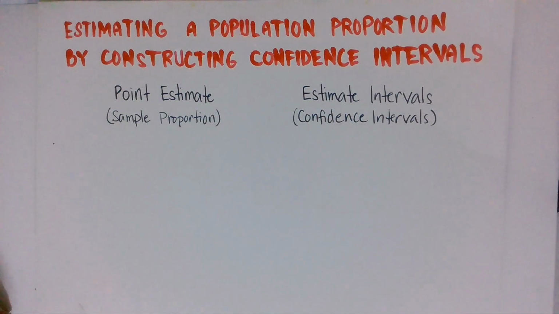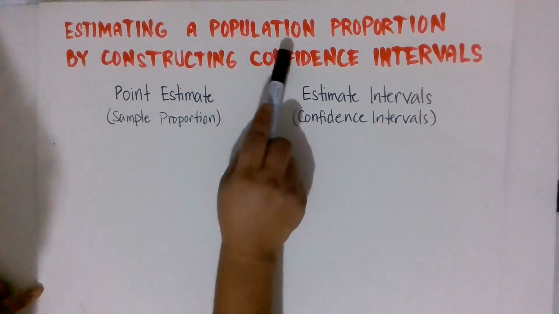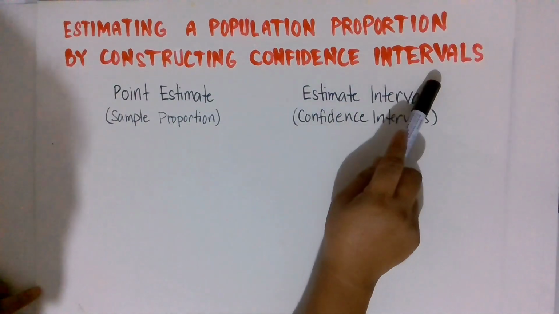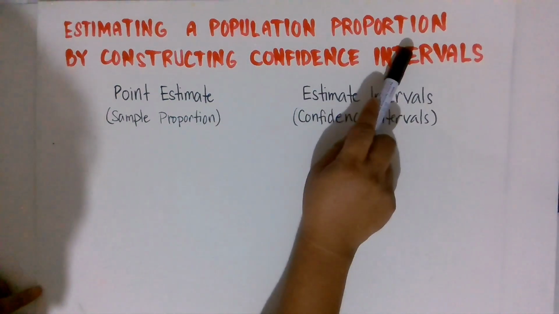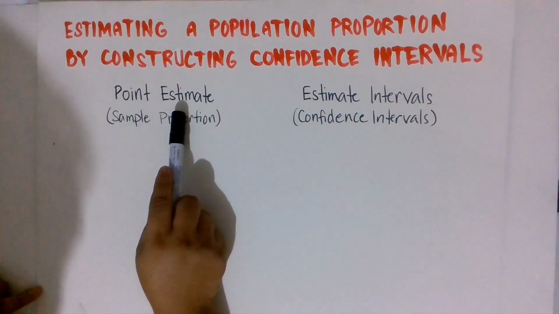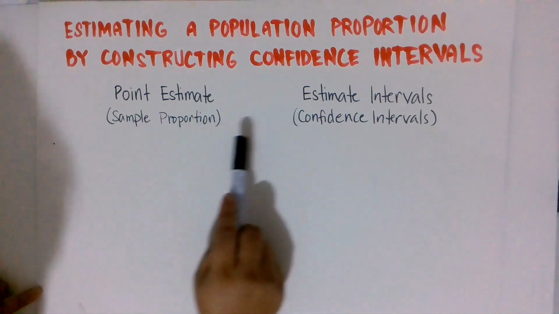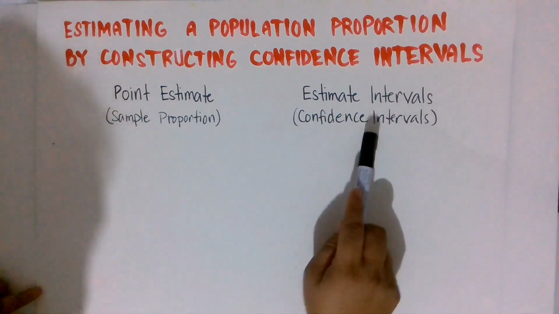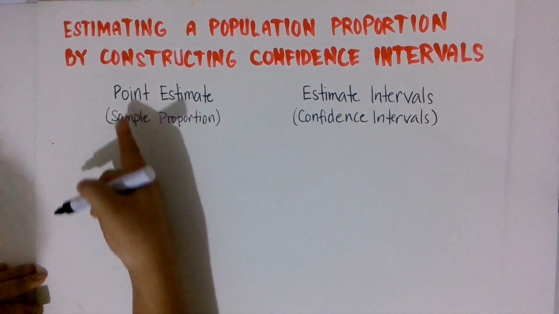Okay, so our topic for today is about estimating a population proportion by constructing confidence intervals. Yang estimating a population proportion, that is our point estimate or also known as sample proportion. And yung ating estimate intervals, that is actually the confidence intervals. Okay, so let's begin with the point estimate.